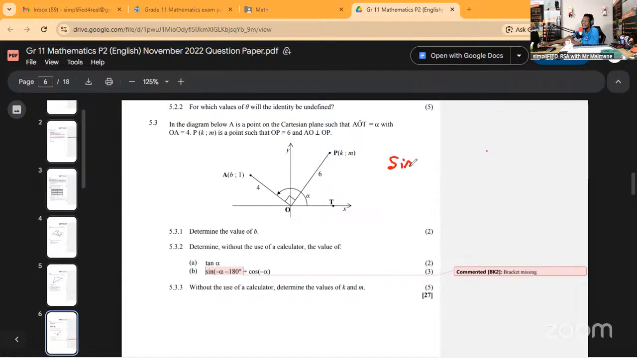Sine of minus alpha minus 180 degrees, plus cos of negative alpha.